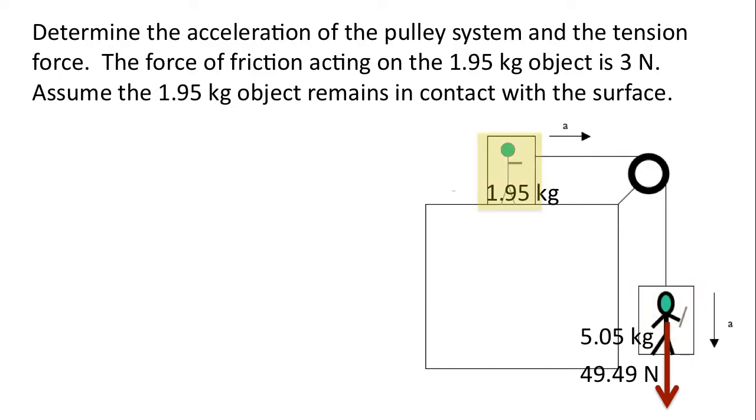Now focusing our attention on the other part of the system. In the question it says the force of friction acting on the 1.95 kilogram object is 3 newtons. So we're going to label that 3 newtons, as you can see there.